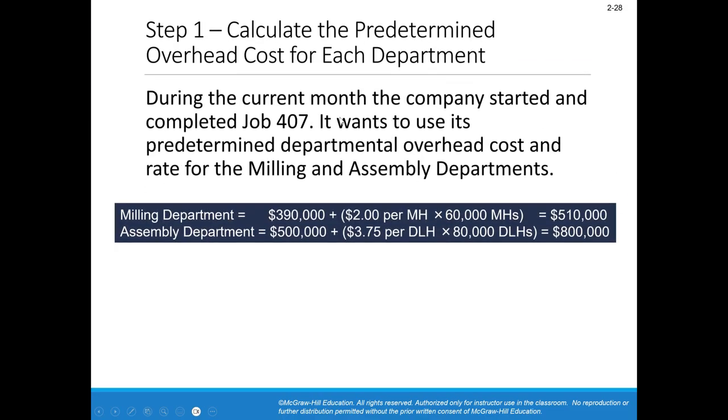All right, so during the current month, the company started and completed Job 407 and wants to use its predetermined department overhead costs and rate for the milling and assembly departments. So milling department overhead is determined by machine hours, and so it's $2 per machine hour plus 390, and so the total overhead for the milling department is going to be 510. For the assembly department, it's going to be by direct labor hours, and it's 375 per direct labor hour. So we've got an overhead amount for the assembly department of 800,000.